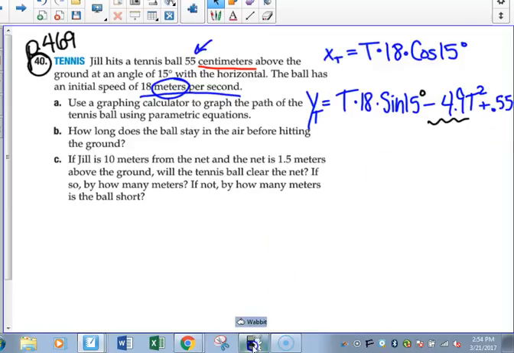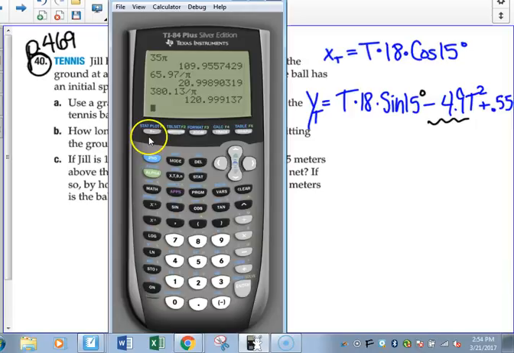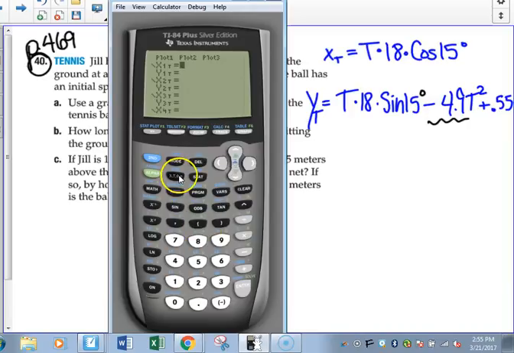All right, so then we go to our calculator. We are going to have to put it in parametric mode, and we're going to have to pick an appropriate window here. But in parametrics, 18 cosine of 15.